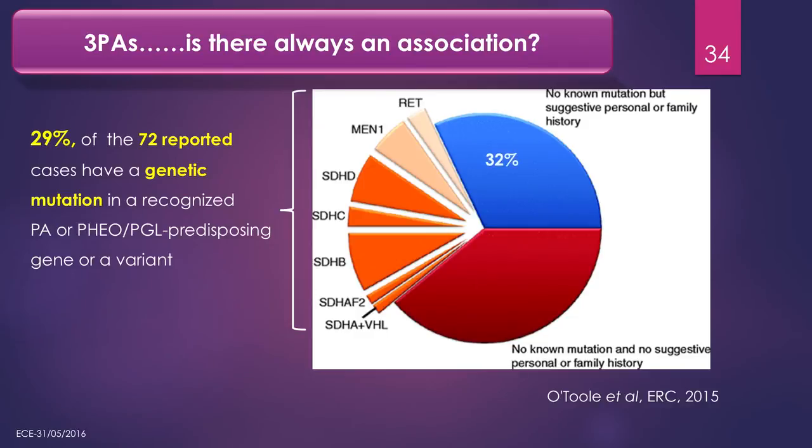Now, in 32% of these cases, no known mutation was identified, although there was a history suggestive of the presence in the family of a pituitary adenoma or pheochromocytoma. And in the rest, 39% of the cases, no known mutations were identified, but no history was present.